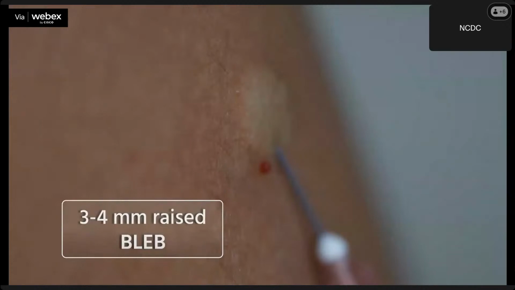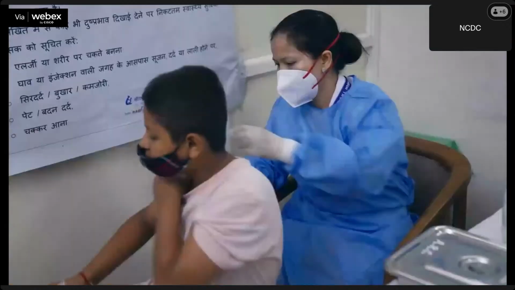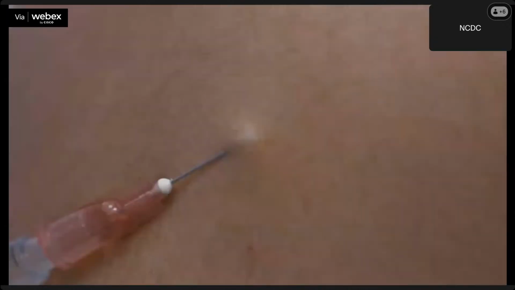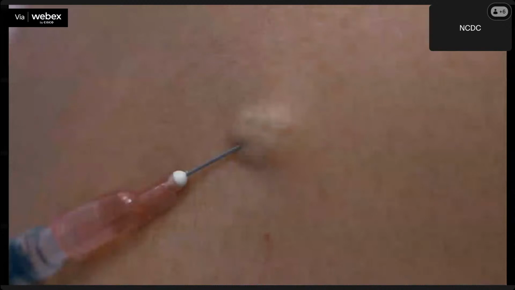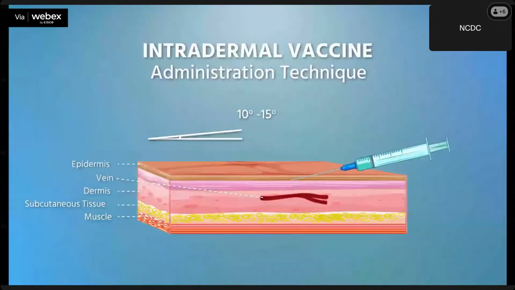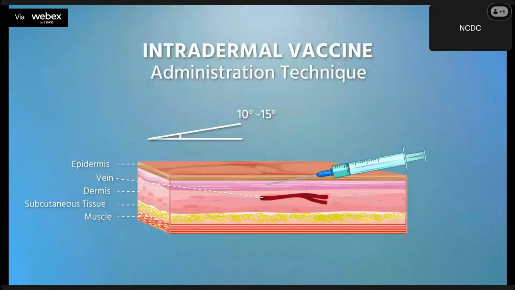Similarly, the remaining vaccine volume must be administered in the deltoid area on the other arm. Please note that the bleb will not emerge if the vaccination is injected too deeply into the skin. In this case, the needle should be withdrawn and reinserted at a different location, and the ID vaccine should be administered again.